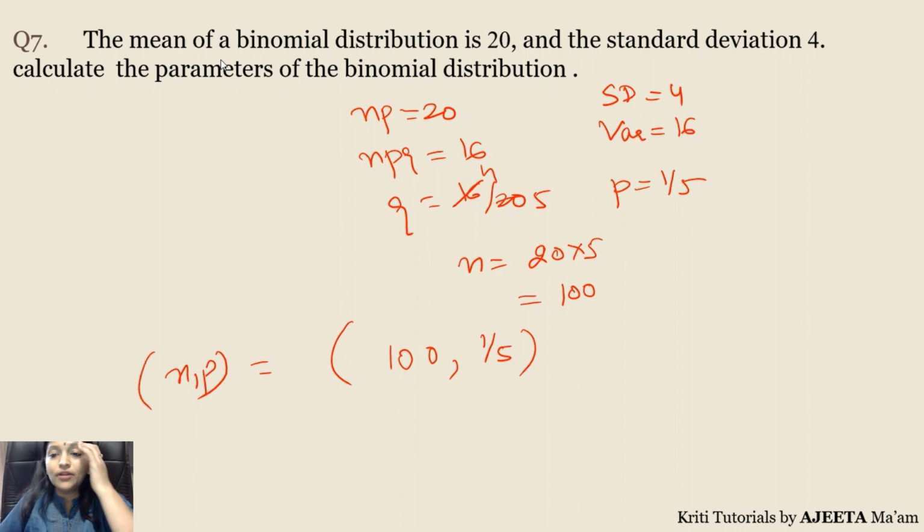So the parameters that are needed, we don't need Q for finding, though we have found it. But parameters are written in terms of N comma P only. So the answer will be 100 comma 1 by 5. And if someone asks you to write the binomial distribution, then you write it like this.